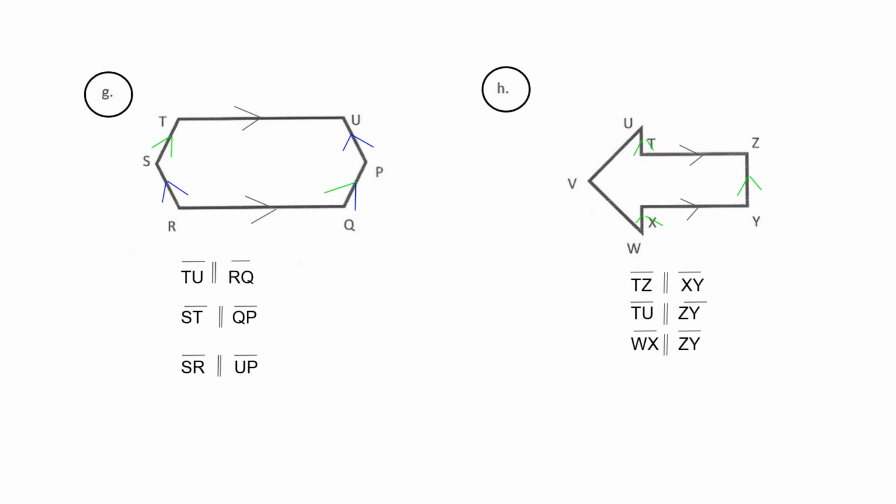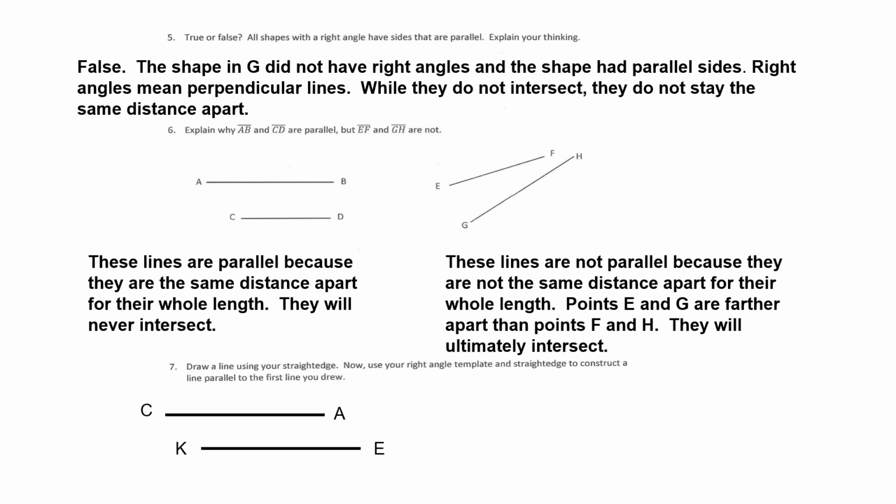We also have TU is parallel to ZY. See how this is going up and down, as is ZY. So these two are parallel. They could go on forever. See, they're different lengths, but if they went on forever, they would stay the same distance apart. And the same thing for WX and ZY. If this line segment went on forever, and this line segment went on forever, they would stay the same distance apart and never touch.